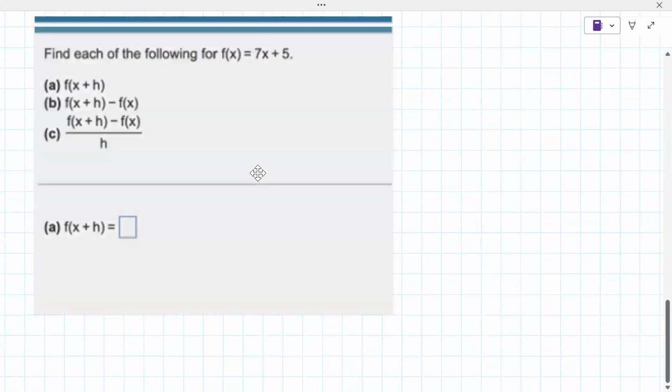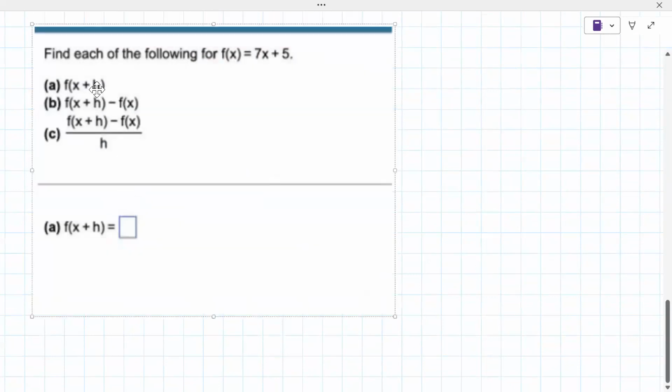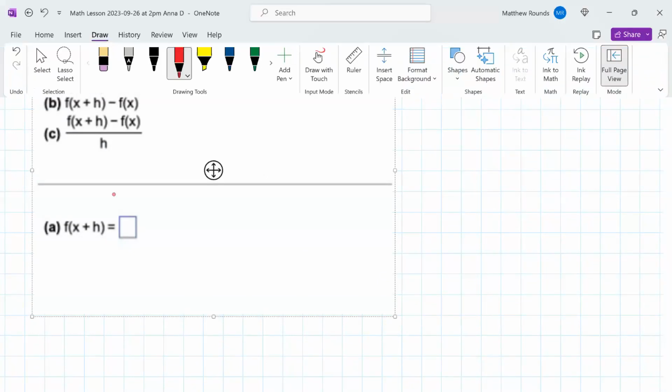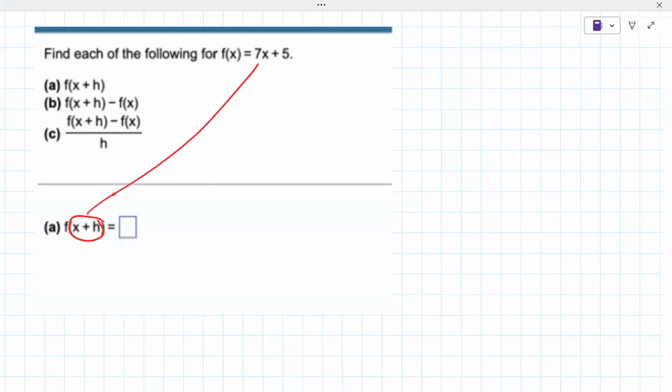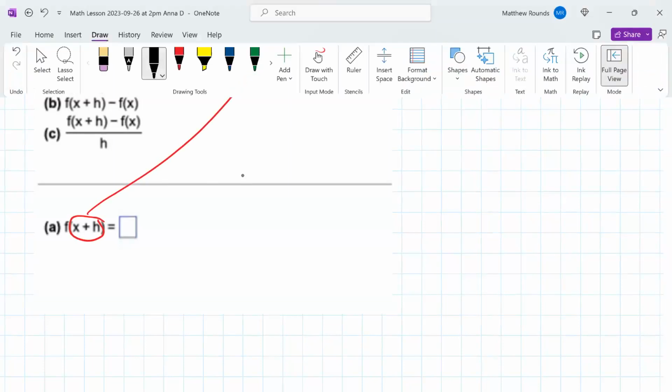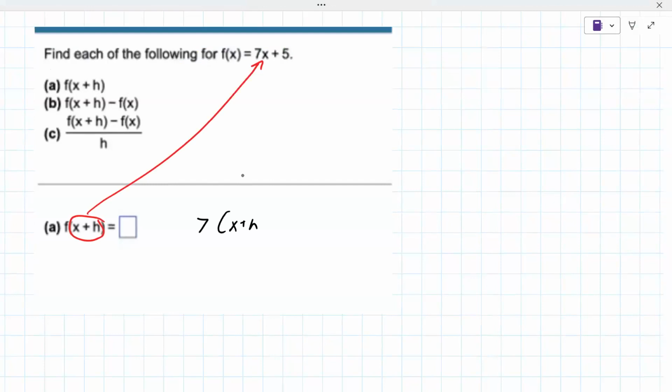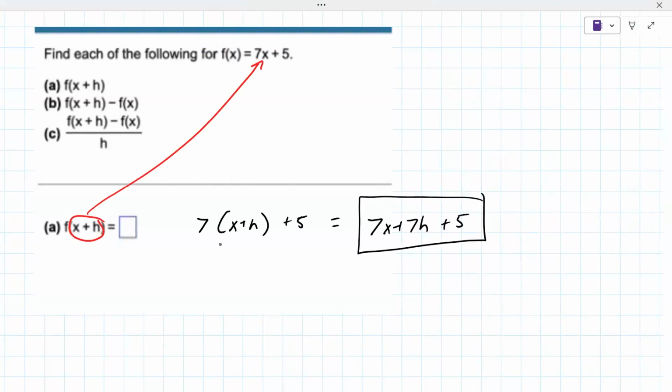All right. For each of the following, they're being really specific. They're saying we want to get to C, but part A is to just do f of x plus h. That means to put x plus h in for x. So that's 7 times x plus h plus 5. I think it will accept this, but you really should expand: 7x plus 7h plus 5. That's what I think it's looking for for the first one.